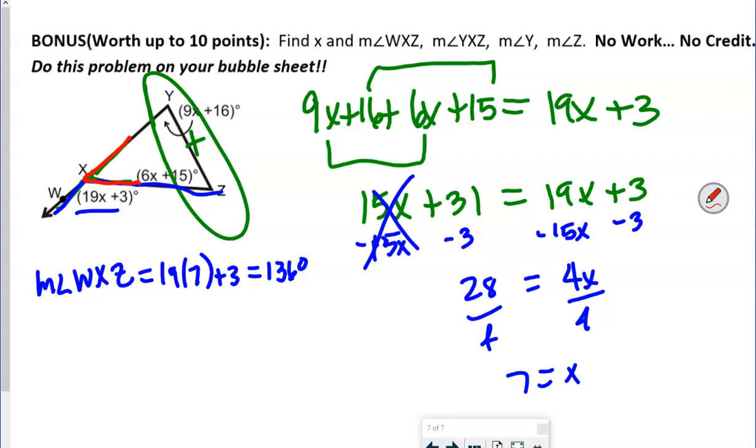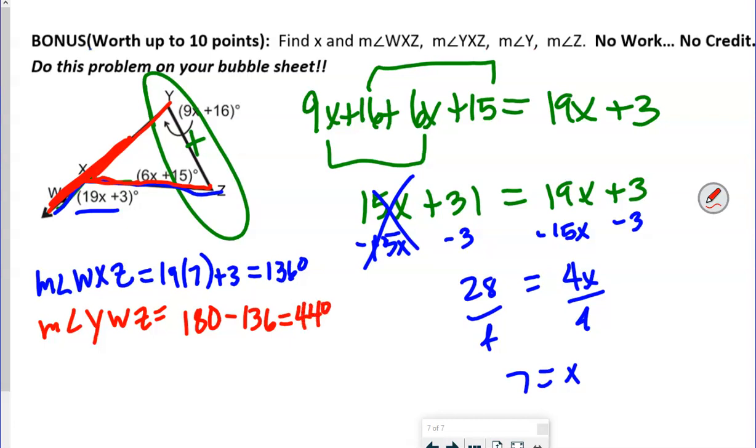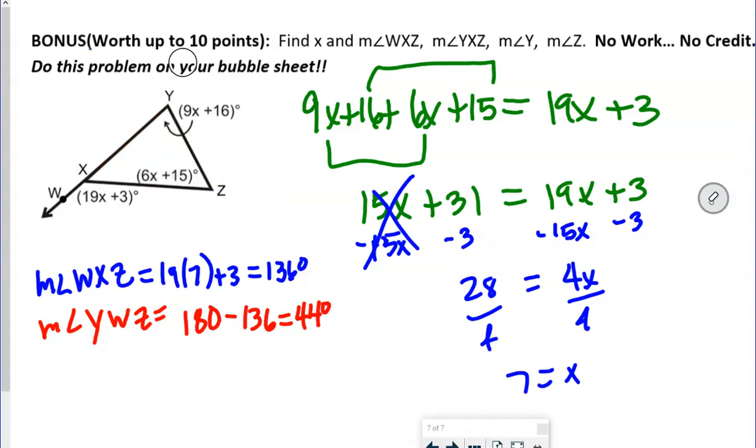That's not got an equation in there, but we know that those two angles, these two angles form a line, right? So can't we say the measure of angle YWZ is equal to what? 180 minus 136. So that angle was equal to 44 degrees, right? So for the other two angles, let me clean this up a little bit so you guys can see what I'm talking about. So now we're going to do Y, which is up here.